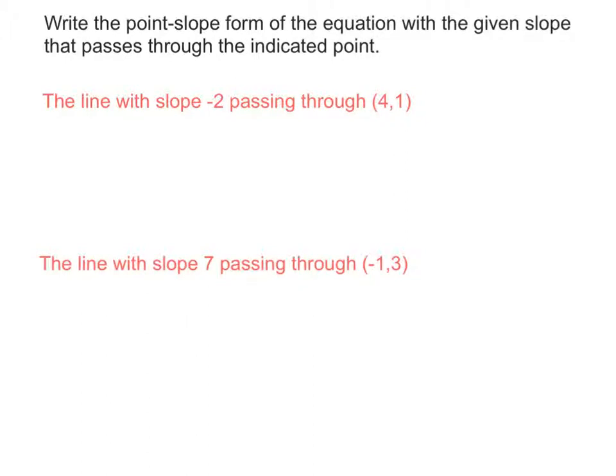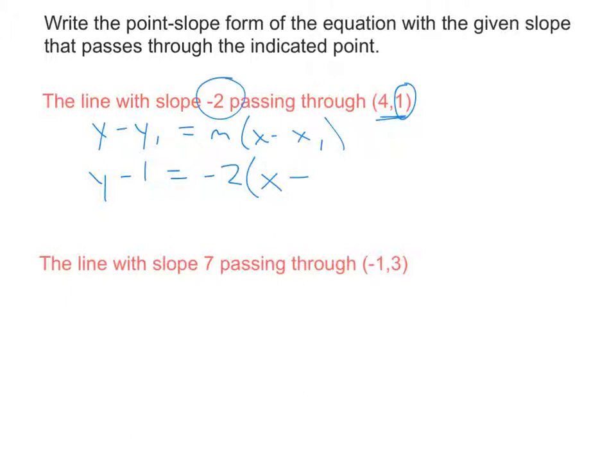So on here, just writing equations becomes very easy with point-slope form because all you need is a point and the slope. Remember the formula, you do y minus y1 equals m times x minus x1. Well, y1 on this is 1, so y minus 1 equals, my slope is negative 2, times x minus x1, which would be x minus 4. There's the equation in point-slope form.